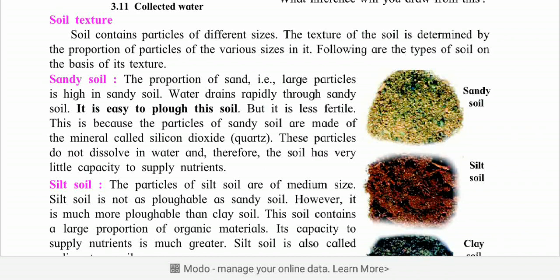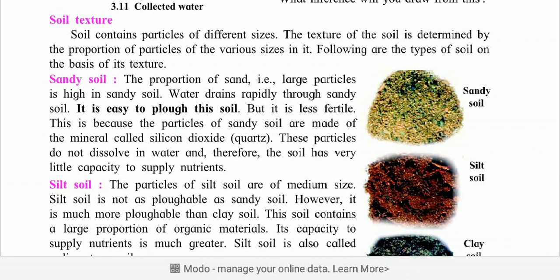This is because the particles of sandy soil are made of the material called silicon dioxide. These particles do not dissolve in water, and therefore the soil has very little capacity to supply nutrients. So for plant growth, roots absorb nutrients, minerals and water from the soil, and that capacity in sandy soil is less, so it is less fertile.